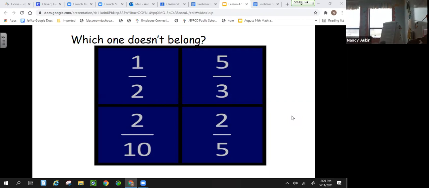Just to remind you, the top number of a fraction is the numerator. The bottom number of a fraction is the denominator. So if you want to explain your thinking in that way, using that vocabulary, top number is numerator, bottom number is denominator.